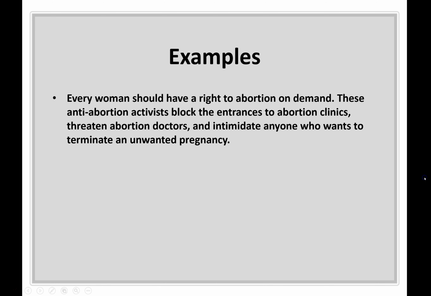So here's some examples. Every woman should have a right to abortion on demand, that being the conclusion, right? And then the reasons. These anti-abortion activists block the entrances to abortion clinics. They threaten abortion doctors and intimidate anyone who wants to terminate an unwanted pregnancy, right? This is supposed to be the topic, right? You're arguing for abortion on demand. Well, why should we have abortion on demand? And then here's the diversion tactics. Look what these anti-abortion activists do, right? So you're going, look over here. And then it kind of tricks people into believing the conclusion.